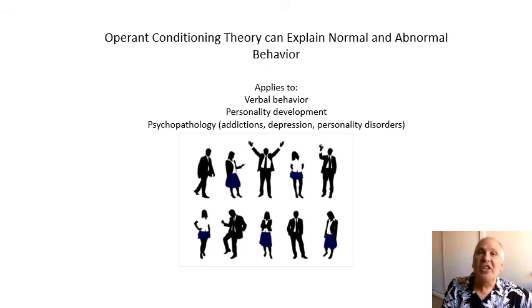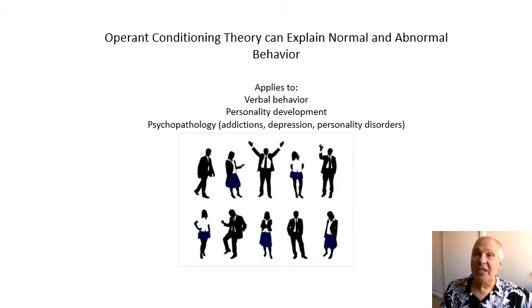Now, operant conditioning is a tremendously useful theory. It can explain many kinds of normal and abnormal behavior. It even applies to verbal behavior. The way we speak and the situations that we say certain things in can be explained by reinforcement and punishment.